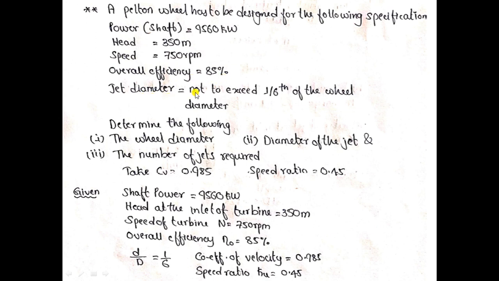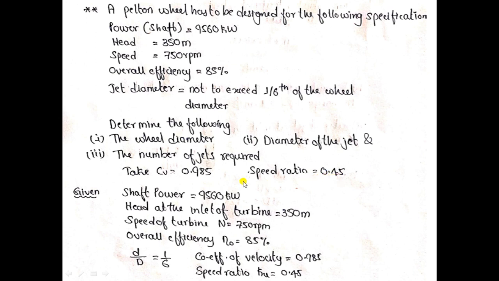Jet diameter should not exceed 1/6 of the wheel diameter, that is d should not exceed 1/6 of capital D. So we are supposed to determine the wheel diameter, the diameter of the jet, and the number of jets required. Here the coefficient of velocity is given, Cv is 0.985, and the speed ratio is 0.45.